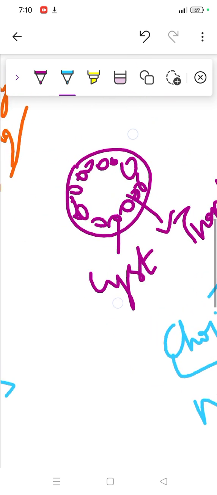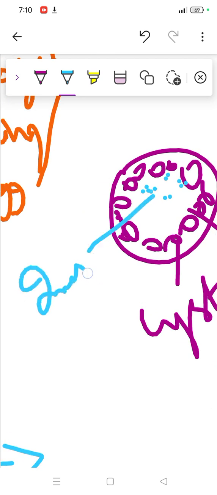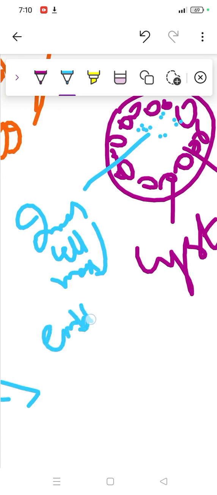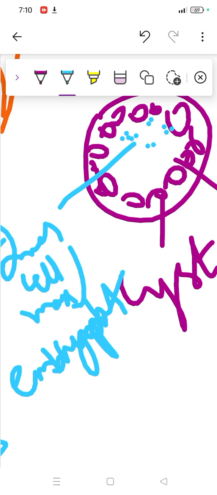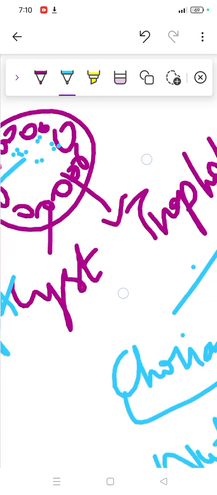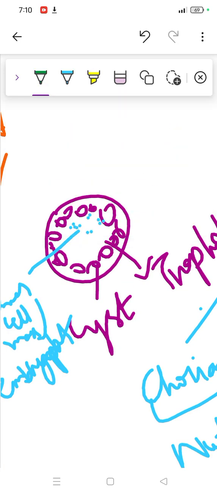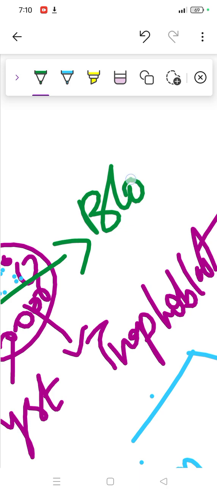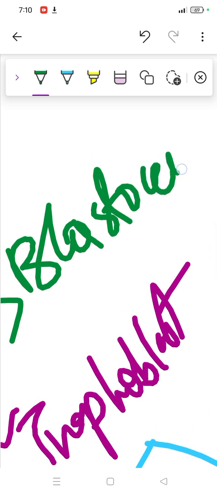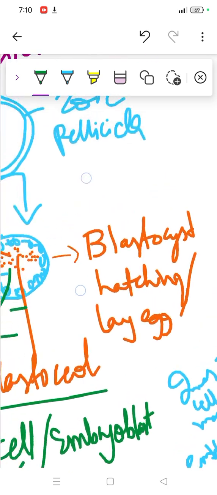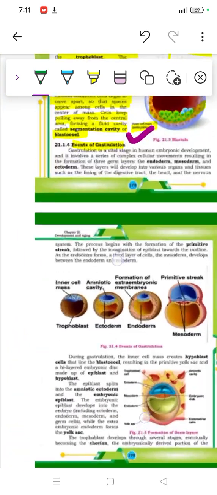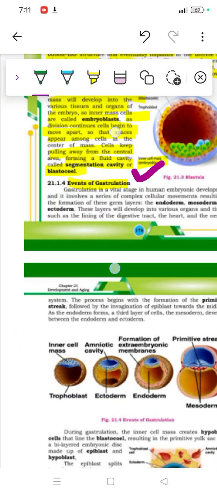Then in this round structure, the cells over here are called the inner cell mass, or we can consider them the embryoblast. You'll see this written in the paragraph we discussed in the last video, or I'll show you later on. Then comes one more part. There's the cyst, then the trophoblast, then the inner cell mass, and the cavity. That cavity has another name, called the blastocoele, and it has yet another name mentioned in our book: the segmentation cavity or blastocoele.